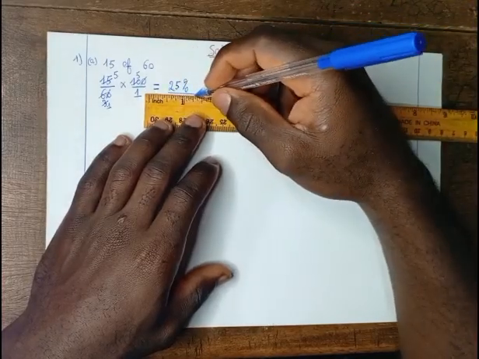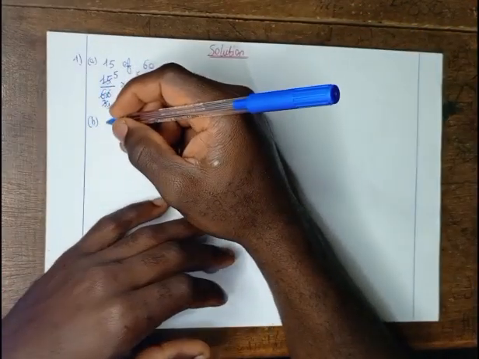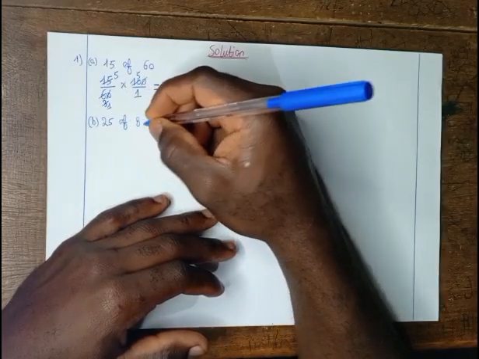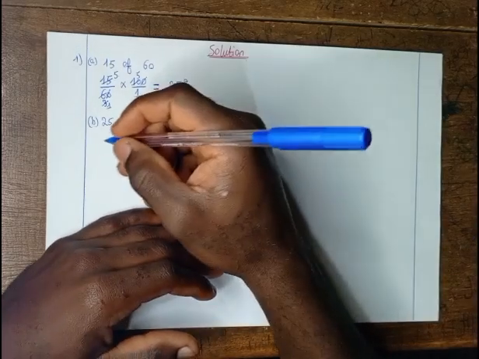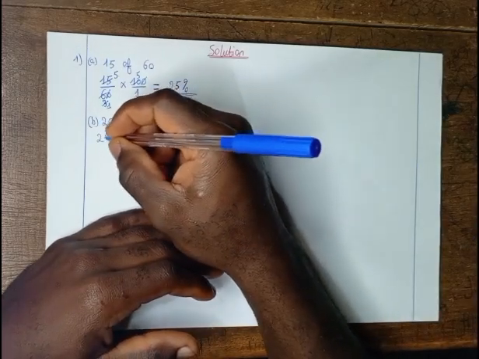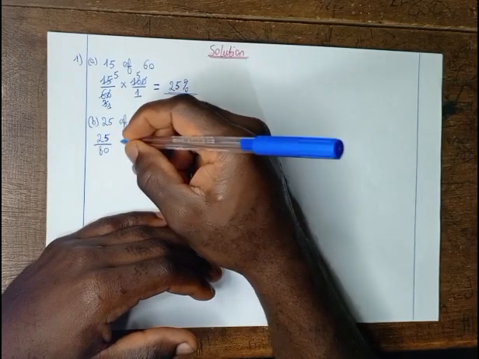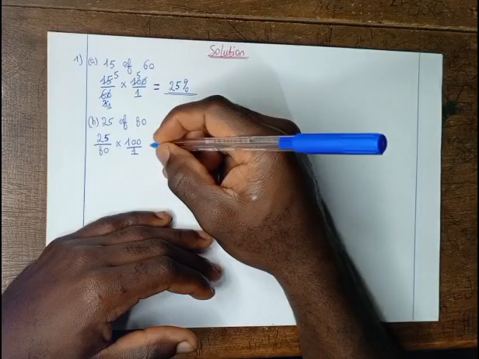We underline the answer. We go to B. For B, we have 25 of 80. For us to get this as a percentage, we are going to divide 25 by the total, which is 80. Then we multiply by 100 over 1.